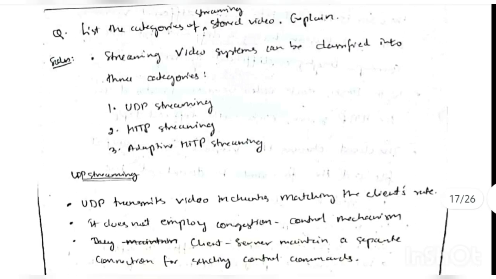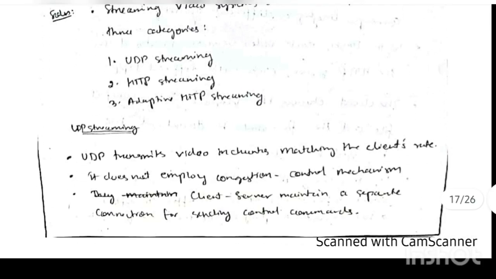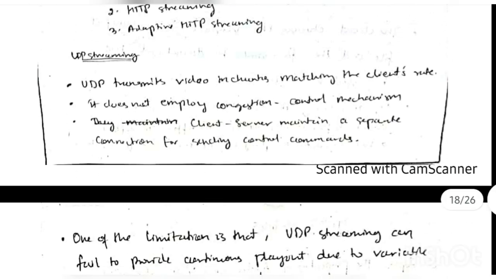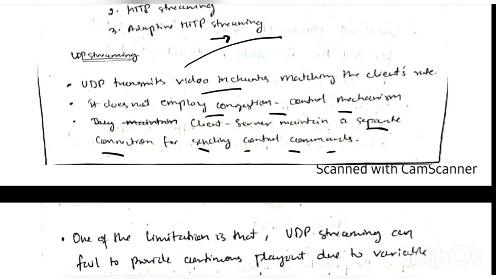The second is the types of streaming stored video. The three types: UDP, HTTP, and adaptive HTTP. UDP means it makes the video into chunks and sends it. So it does not have the error and congestion control mechanism like in TCP, and it maintains separate connections for sending data and controlling commands. From one link they will send the video, meaning data. In the other link they will send the control commands.